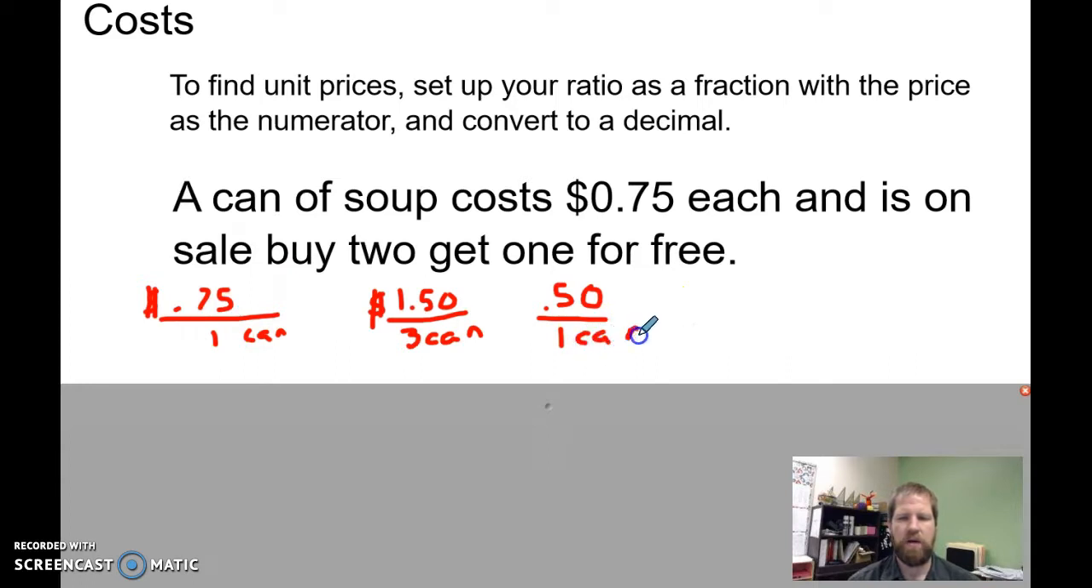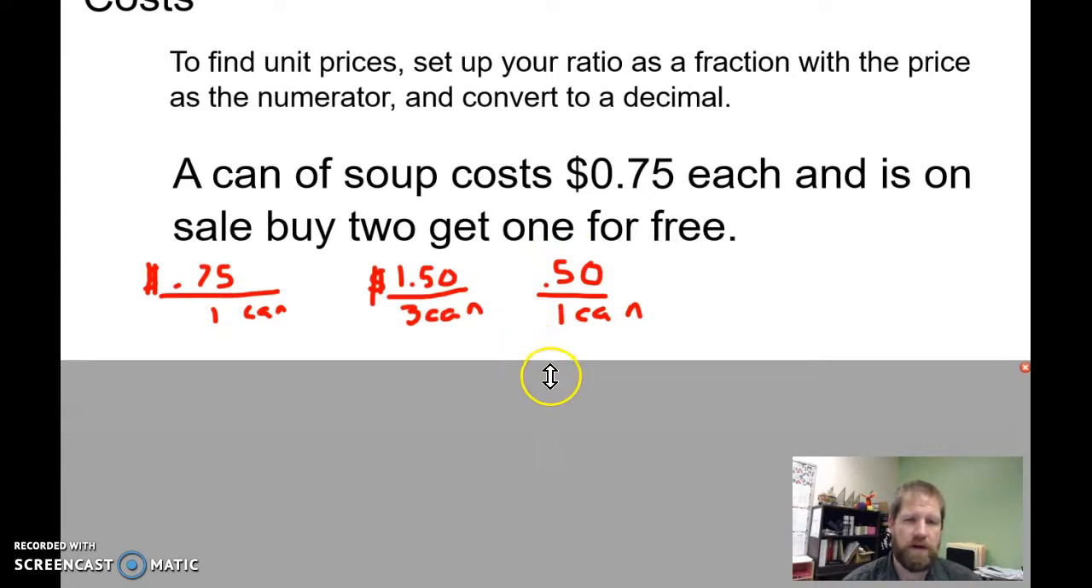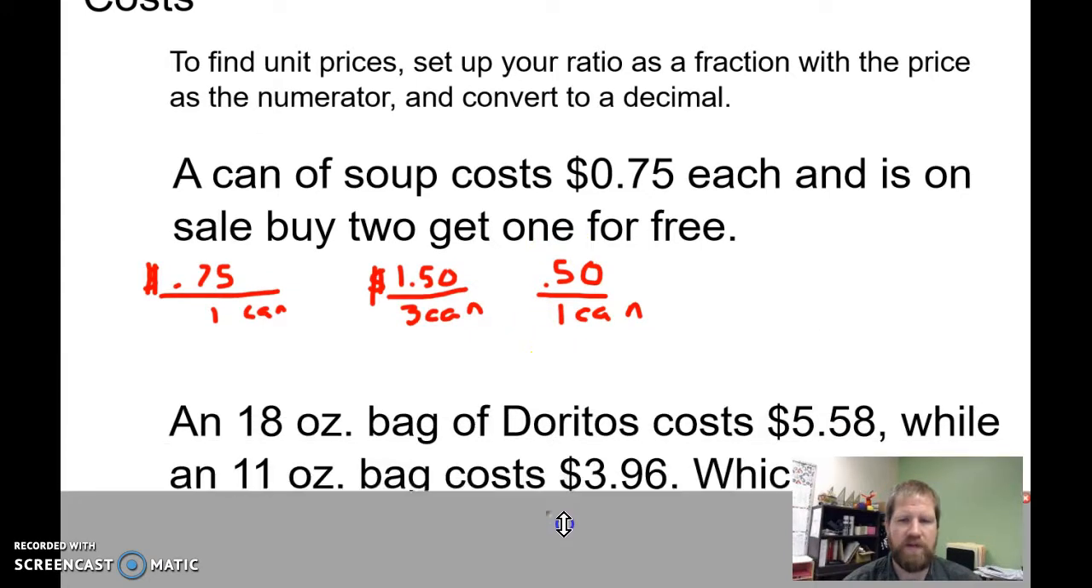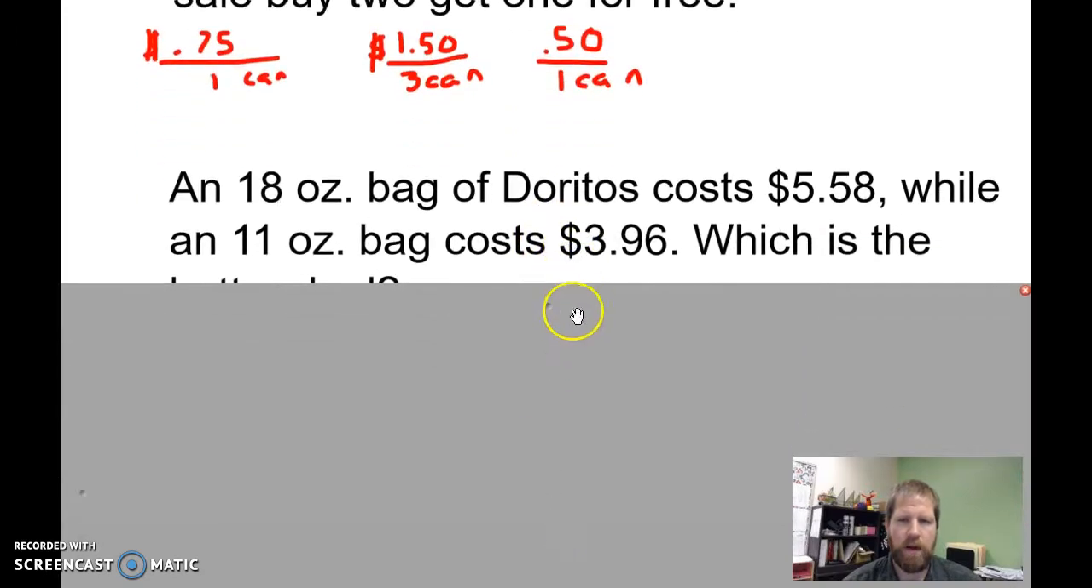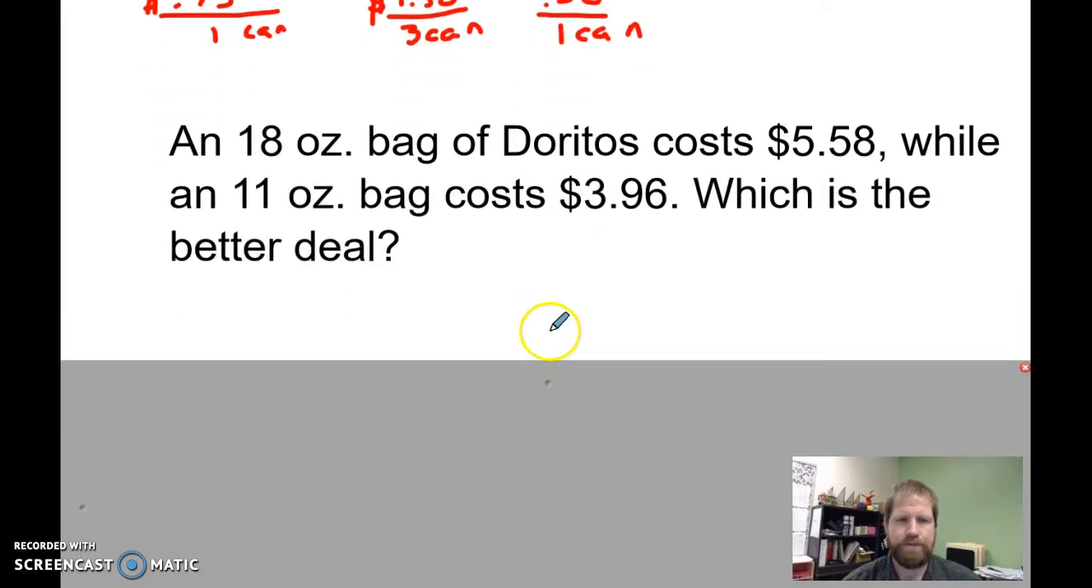Okay, and now we can compare. If we buy 1 can, it's 75 cents per can. If we buy 3 cans, it's 50 cents per can. So we save 1/3, right? Or we save 25 cents. Okay, another example.